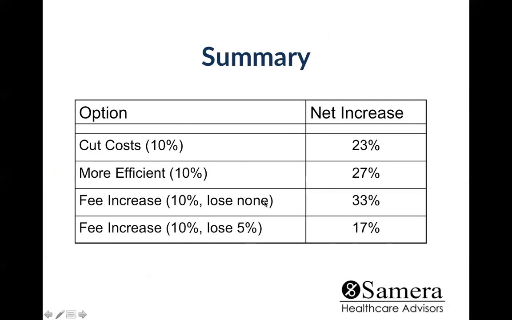So in summary, in this instance, you cut your costs by 10%, you increase by 23%; become more efficient, you increase by 27%; a fee increase, 33%. Imagine those top three. If you could do all three of those things, cut costs, become more efficient, increase fees by 10%, you'll have a massive impact on the profitability of that business. And that should be what you aim for, to cut your costs, become more efficient, and increase the fees. Not as easy as you think, and it's very simplistic to show in numbers, but the ideal situation.